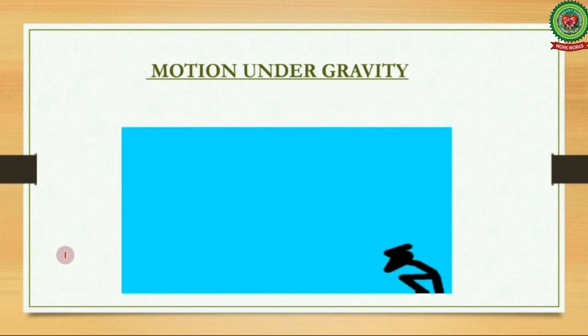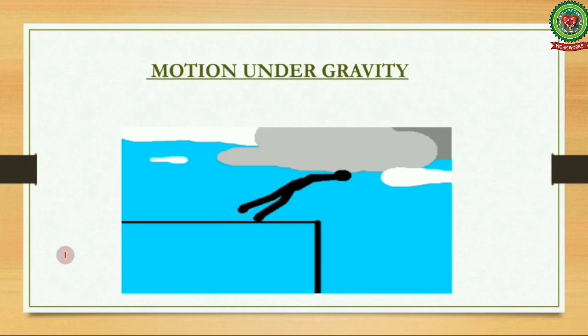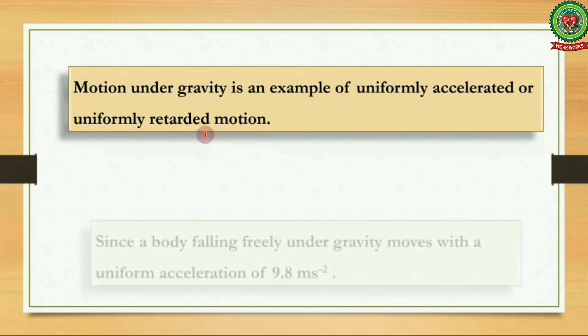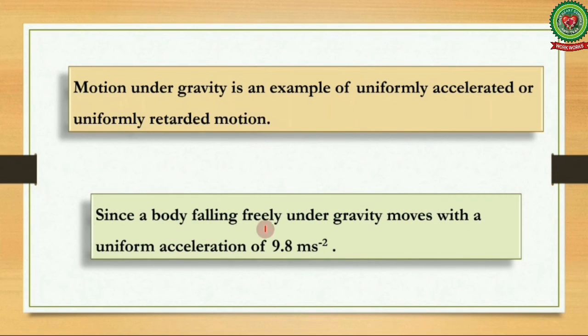Now we'll see motion under gravity. Motion under gravity is an example of uniformly accelerated or uniformly retarded motion, since a body falling freely under gravity moves with a uniform acceleration of 9.8 meters per second square, which is approximately equal to 10 meters per second square.